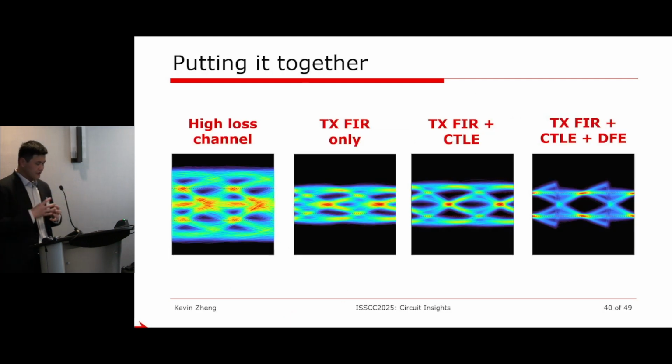So putting it together, this is what we talked about. On the left-hand side, this is the output of a high-loss channel. The eye is completely closed. You can't tell a 0 from a 1. You add a little bit of a TXFIR, you're opening the eye a little bit, but it's still hard. In the presence of noise, you can still make a mistake. Then you add the CTLE, it gives some signal boost, and you can open up the eye a little bit more. Eventually, the DFE does all the dirty work and cleans this thing up and really opens up the eye.